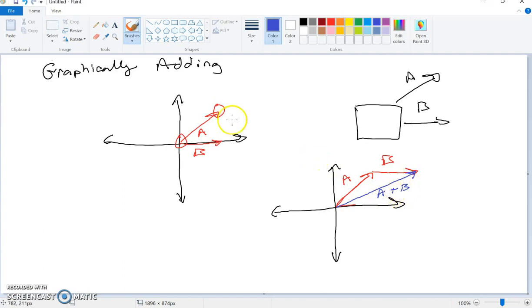So really, to add two vectors, you simply take the first vector, put it on the coordinate system, take the second vector, put its tail at the head of A, and draw it, and then connect a line from the tail of the first to the head of the last vector, and this right here is what's called the resultant A plus B.